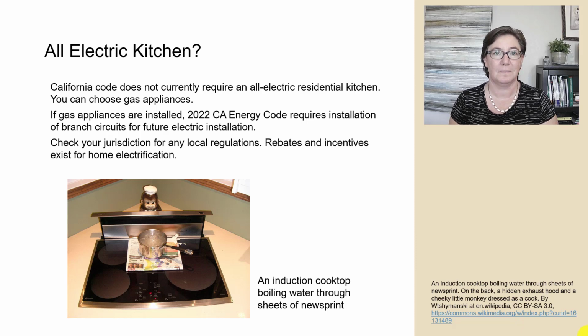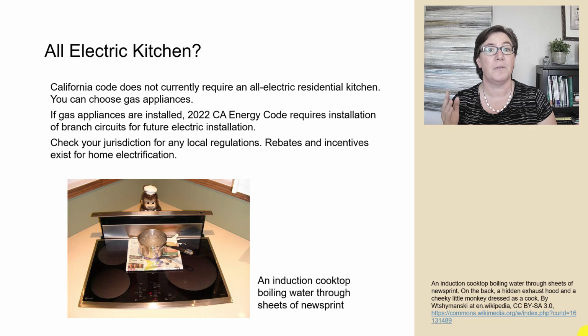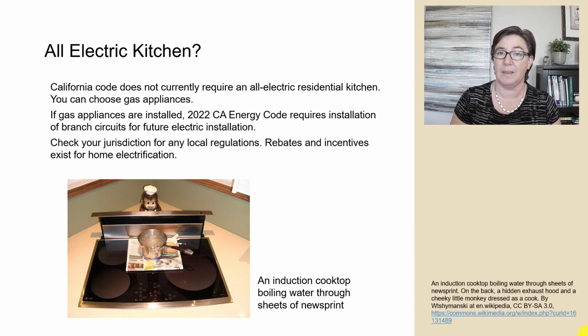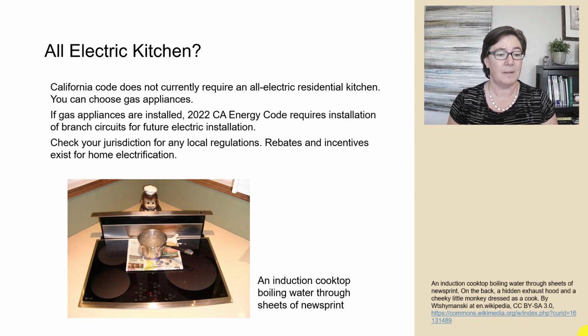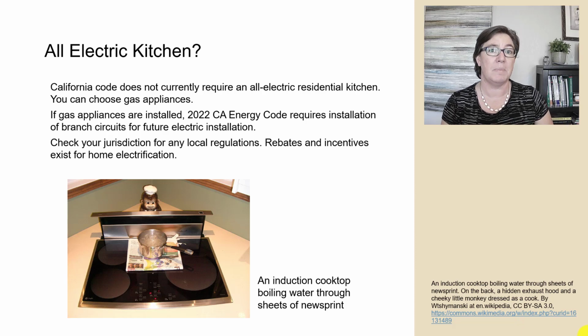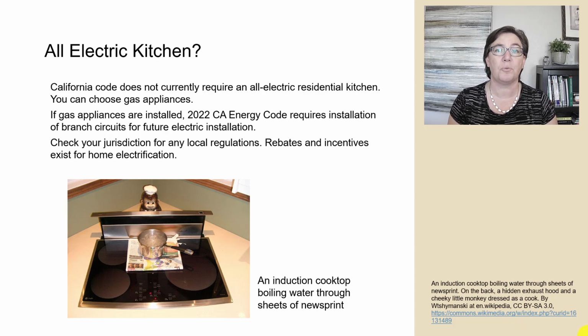And if you were going to convert from gas to an electric kitchen, you'd probably go with an induction range. And here's an example of one here. This photo is showing how the induction system works. Because it's got that magnetic component, this induction cooktop is boiling water through sheets of newsprint, right? So it does not even burn the paper that's sitting on the burner.